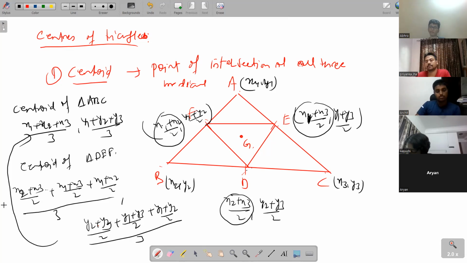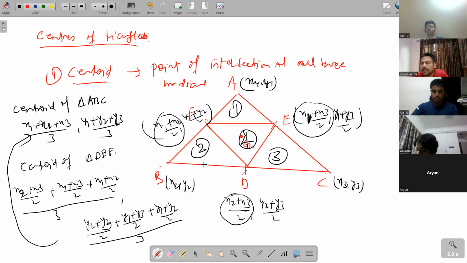Noted, done. Now one more point you have to write. You can see that there are 4 triangles, 1, 2, 3, and 4. All these 4 triangles are congruent. Why so? Because this is the midpoint of this side, this is the midpoint of this side, and from the midpoint theorem, the line joining the midpoints of 2 sides will be parallel to the third side. So we can prove that all these triangles are congruent and all 4 triangles will have equal area.